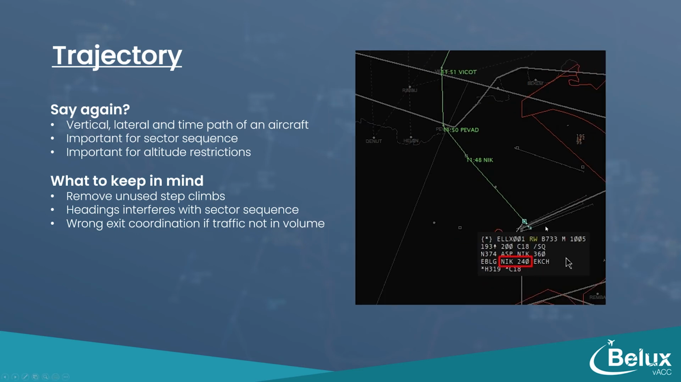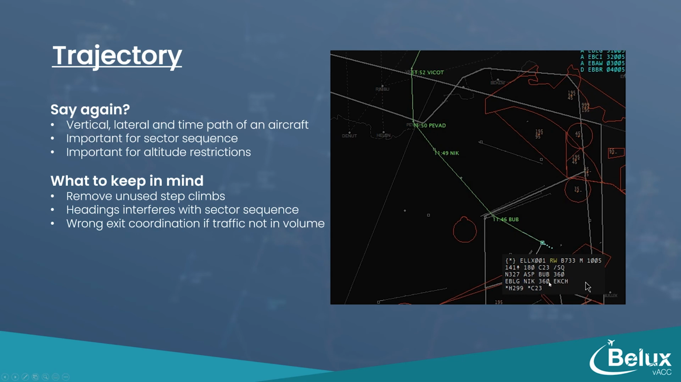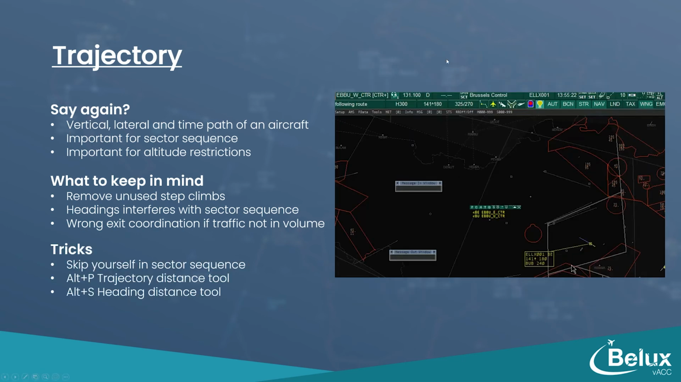Make sure to know that if an aircraft is not yet in your volume, the exit coordination will not be correct. An interesting trick that Eric showed us: you can actually skip yourself in the sector sequence. For example, Brussels East is very busy. You see this aircraft climbing to 180 and you want him to go directly to Brussels Upper.